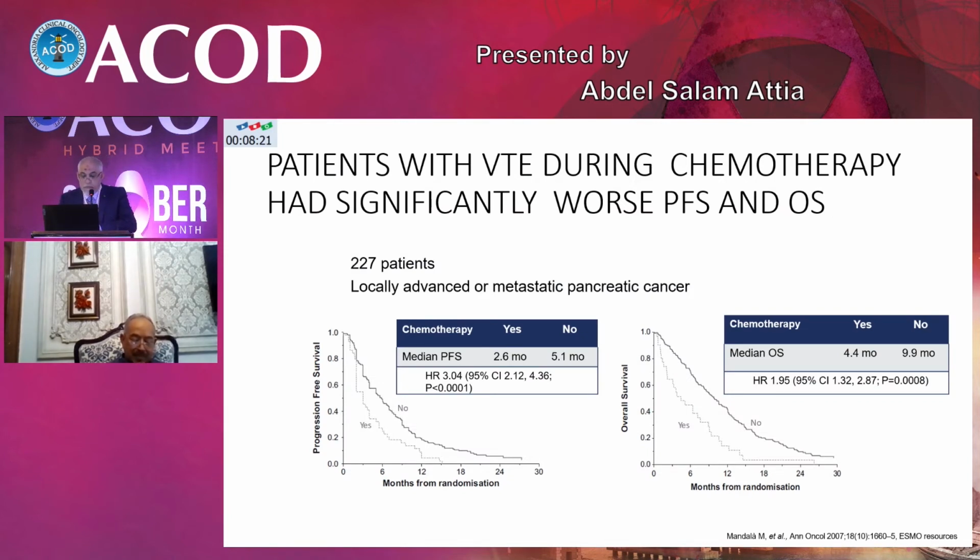Patients with venous thromboembolism during chemotherapy had significantly worse progression-free survival and overall survival. This is clear from this study whether the patient has metastatic or local disease. Progression-free survival was 2.5 months if the patient has thromboembolism, compared with almost double if the patient doesn't have venous thromboembolism, and the hazard ratio was 3. If the patient was metastatic, the risk was higher for overall survival, again comparing with or without venous thromboembolism. Almost double the survival.